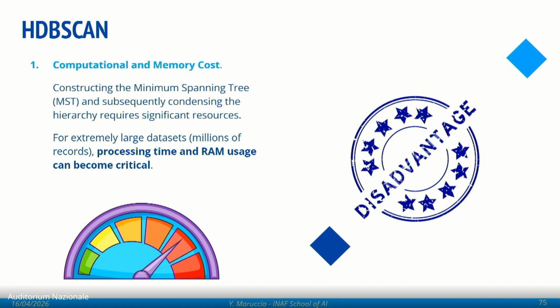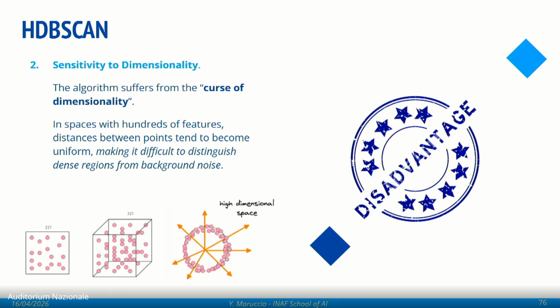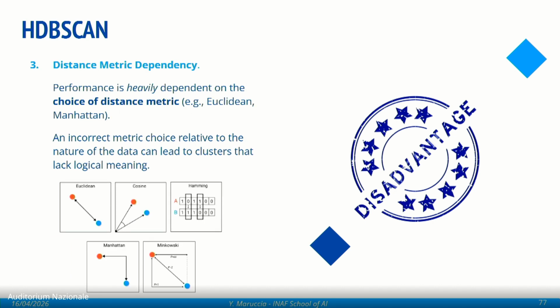But here these processes could use a very high processing time, and also the RAM usage can become critical. It is very sensitive to the curse of dimensionality, in a space, for example, that has hundreds of features. So in high dimensional space, this could be a problem.